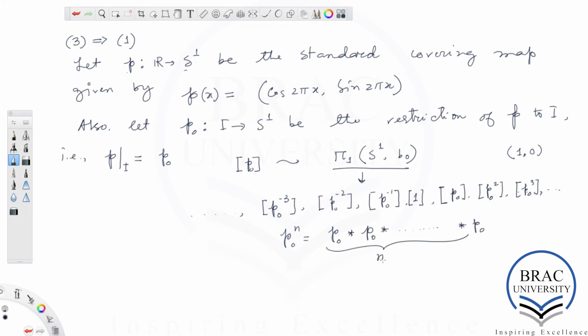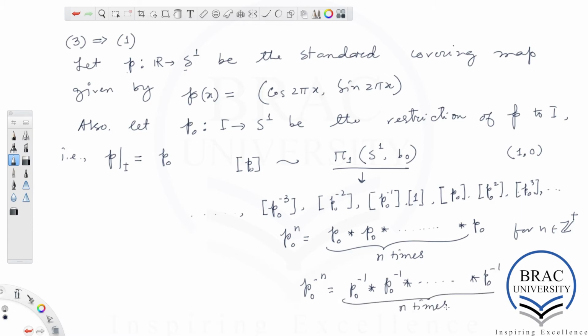Okay, for n belonging to the set of positive integers. Okay. Similarly, you can write P0 to the minus n. This is the loop of P0 to the minus 1, P0 to the minus 1 n times again, P0 to the minus 1 n times for all n in the set of positive integers.